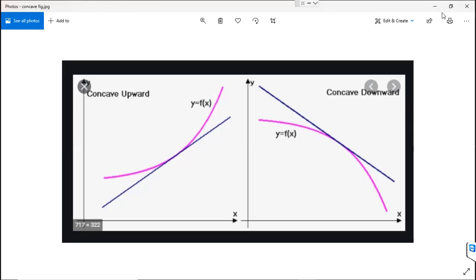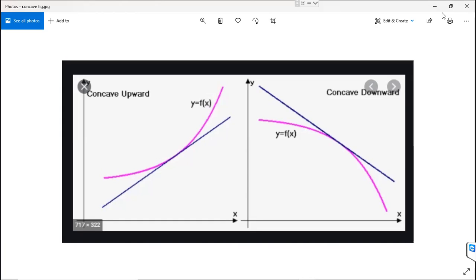And in figure 2, you can easily check that if you draw the tangent on the curve y is equal to f of x, then all the points of the curve y is equal to f of x lie below the tangent to the curve. If all the points on the curve lie below the tangent, then the curve is called a concave downward curve. And if all the points of the curve lie above the tangent, then in figure 1 the curve is concave upwards, and figure 2 shows that the curve is concave downwards.